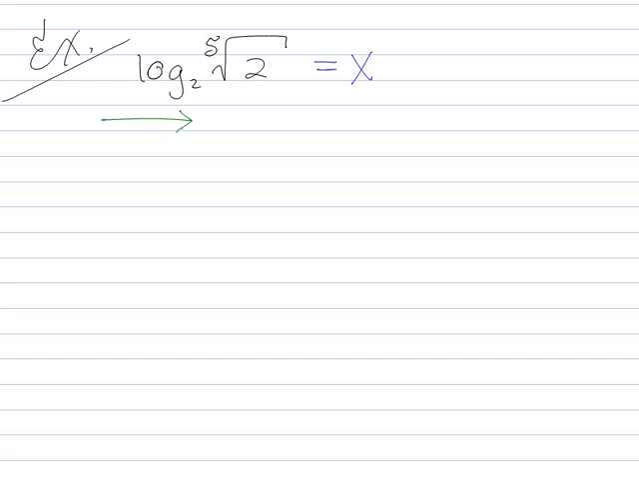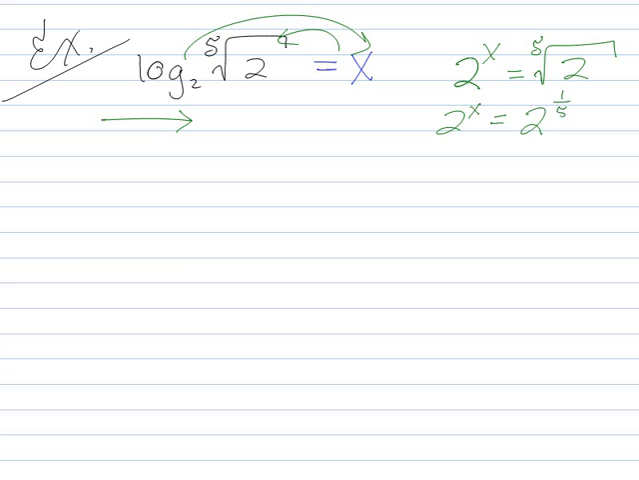Now reading from left to right, the first number I see is 2. Hop over and get the x. Hop back and get that 5th root of 2. Next step is to recognize that when I take the 5th root of something, I really mean 2 to the 1/5. Now the bases are the same. So I'll set the exponents equal to each other.